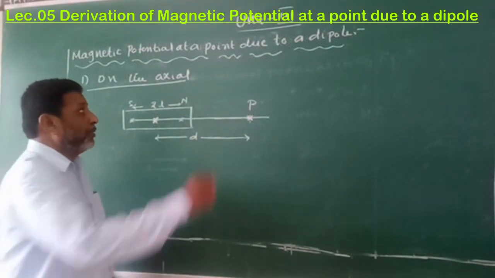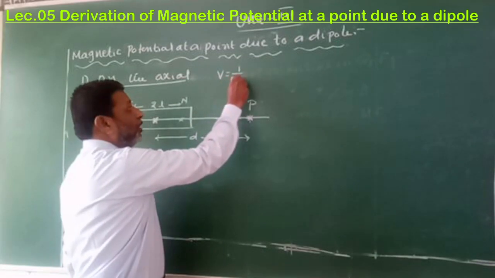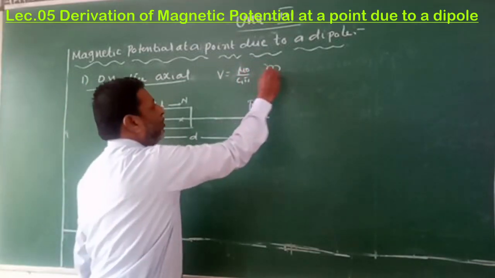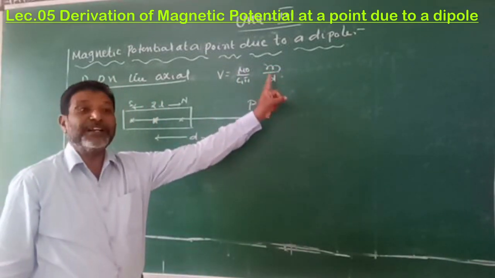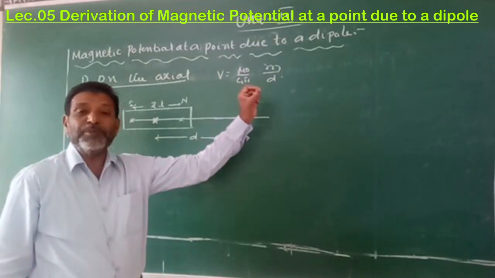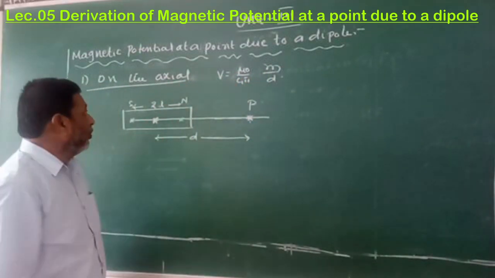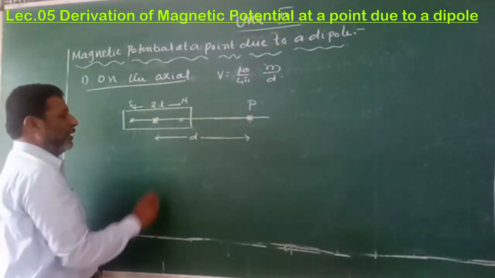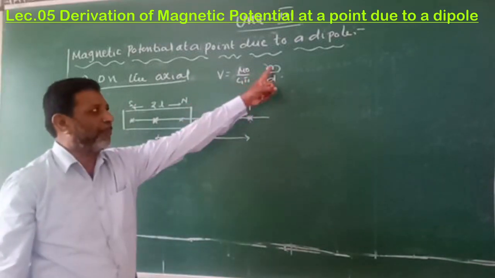Now, remember the general formula for potential at any point: mu naught divided by 4 pi into M divided by D. Here M is the pole strength, and D is the distance of the point from the pole. Now, this is a magnet of length 2L, and the pole strength of each pole is equal to M.